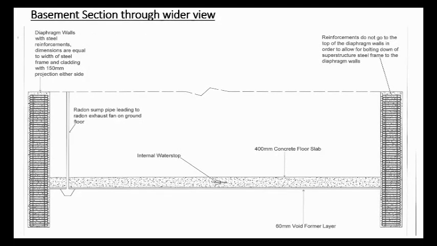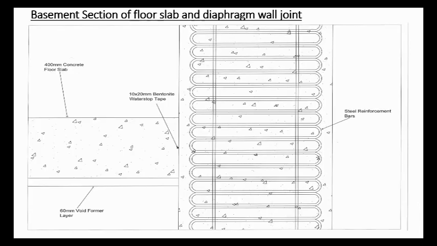Here is the section through our basement, which shows that we have left space at the top of the walls in order to allow for the bolting down of the frame. This is a section through our floor slab and diaphragm wall joint, which shows the bentonite sealant tape we will install to prevent water ingress through this joint.